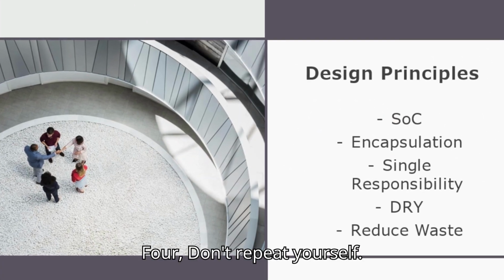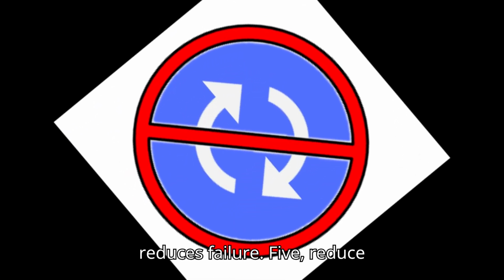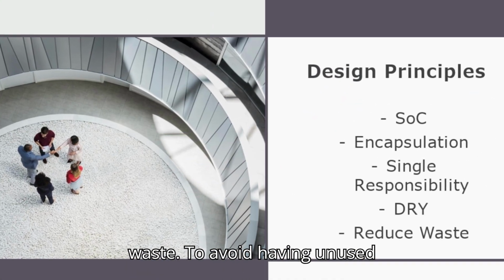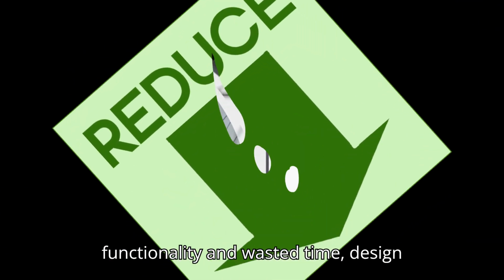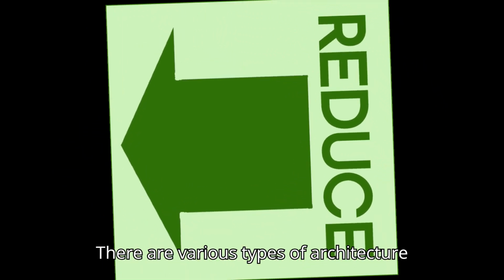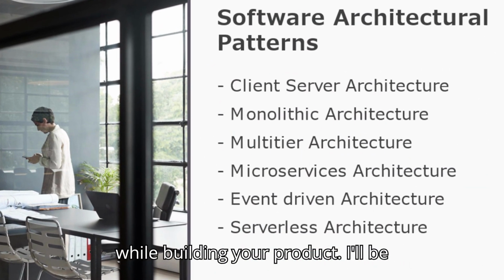4. Don't repeat yourself. Avoids duplication of functionality and reduces failure. 5. Reduce waste. To avoid having unused functionality and wasted time, design only those components that are necessary. There are various types of architecture patterns or designs that you can consider while building your product.